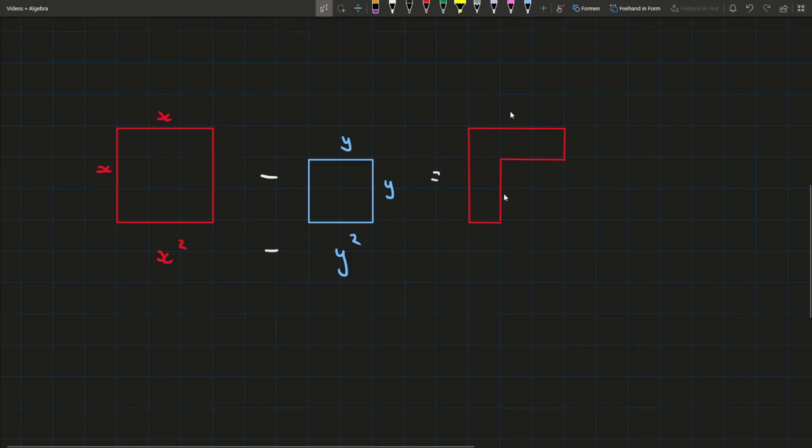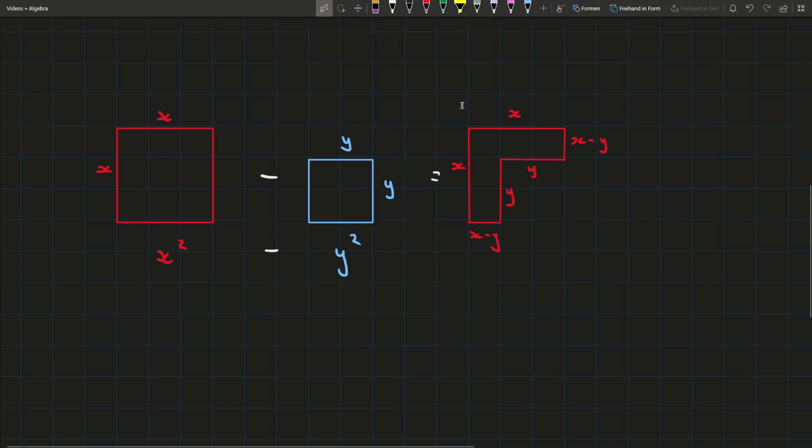Now, what are the lengths now? Well, this is still x. This is still x. Now, this whole side would have been x, but the thing is we took this length away. So it's this whole length x without this length, which is y. Therefore, this length is x minus y. For the same reason, this one's x minus y. And this length is y, and this length is y.